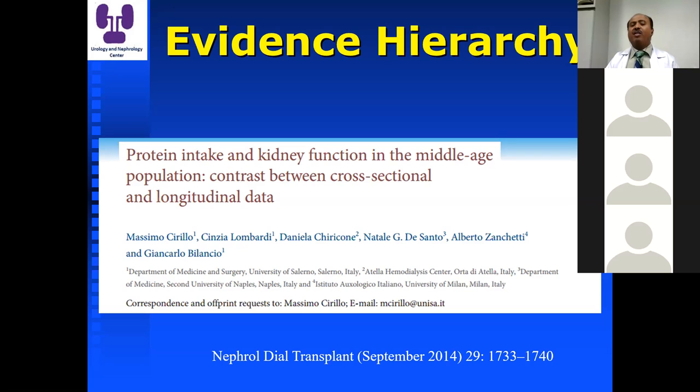Longitudinal. So a longitudinal study is the best because it is an observational prospective study. This is why we should be careful about the design that we look at.